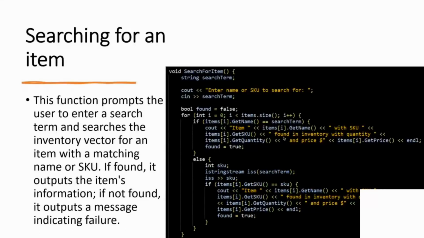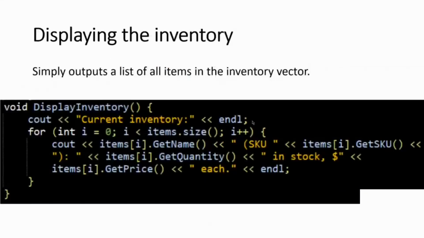Searching for an item. This function prompts the user to enter a search term and searches the inventory vector for an item with matching name or SKU. Either way, if found, it outputs the item's information. If not, it outputs a message indicating failure. And displaying the inventory. It just simply outputs all the items.